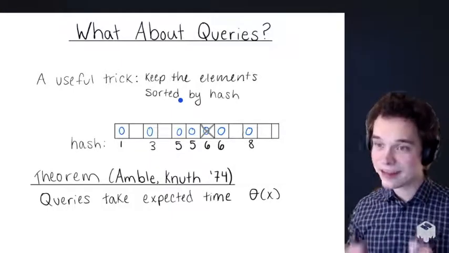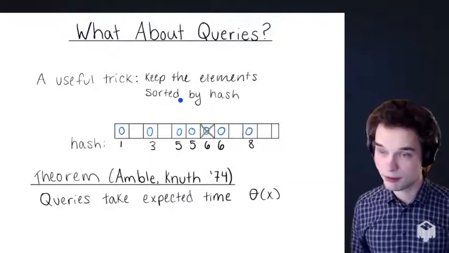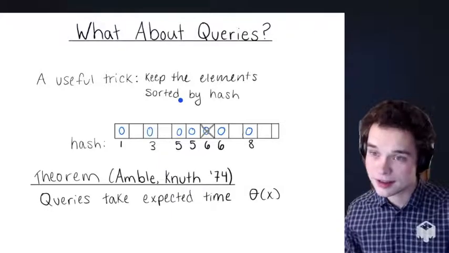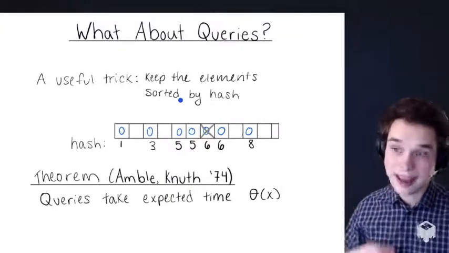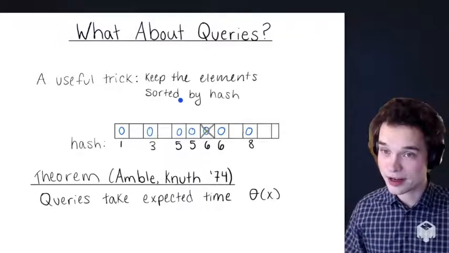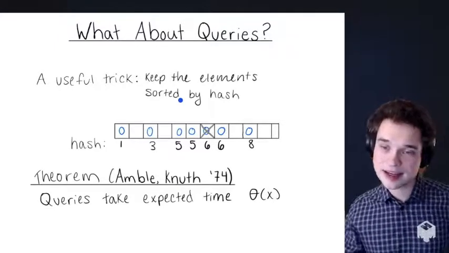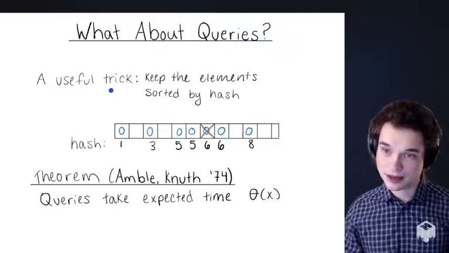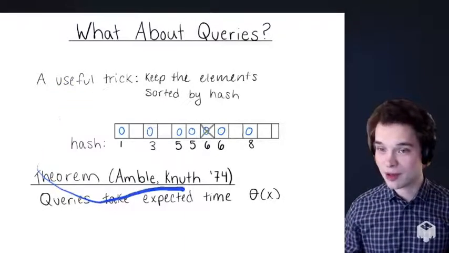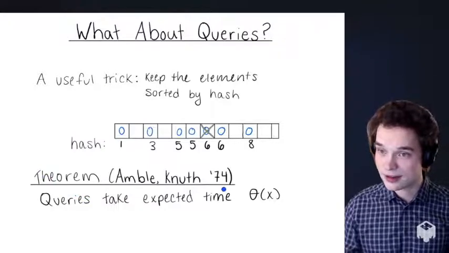Okay, the last thing that you need to know about linear probing before you're caught up to the state of the art is that primary clustering is actually an asymmetric phenomenon. So it affects insertions, but not queries. And the reason is because it turns out there's a neat trick you can use to make your queries fast despite primary clustering. And this trick was introduced by Amble and Knuth in 1974.